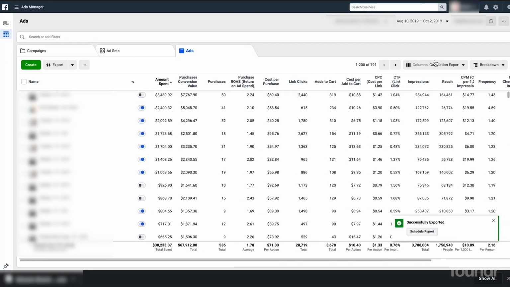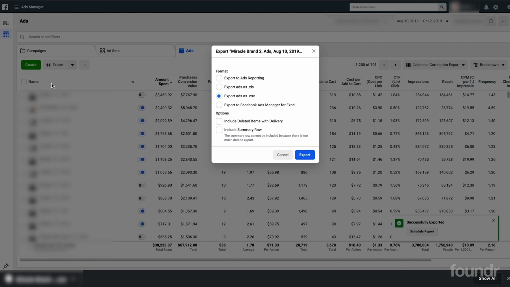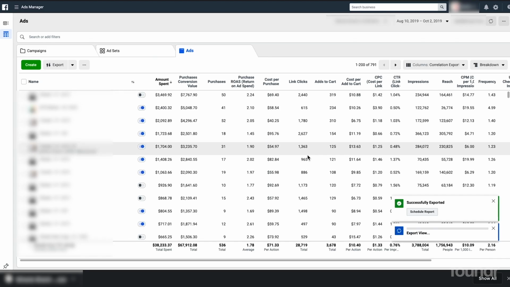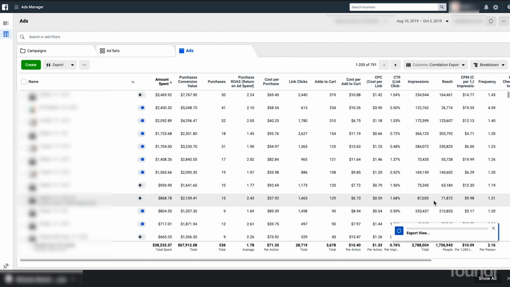So again, we'll go back into our export, coming over here, boom. Export that table data, keep it as a CSV, plain and simple. Facebook's going to do its thing.